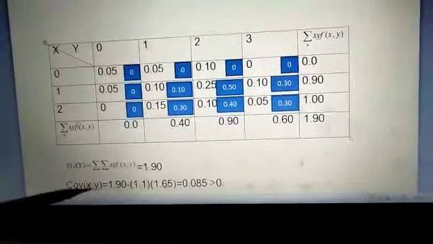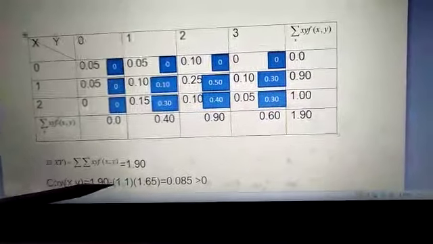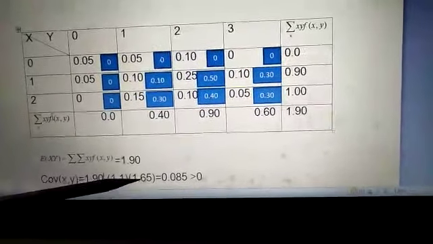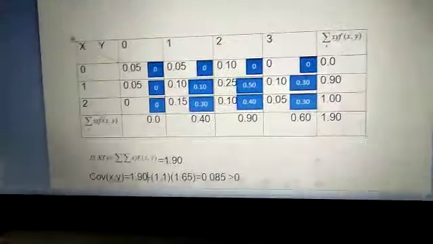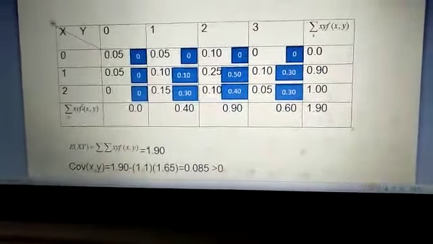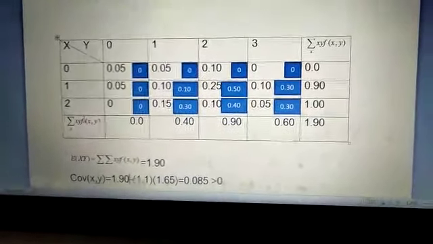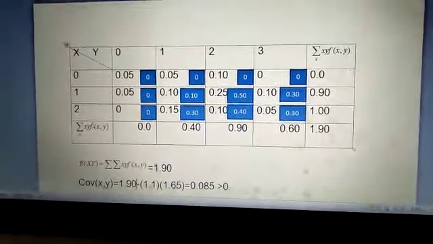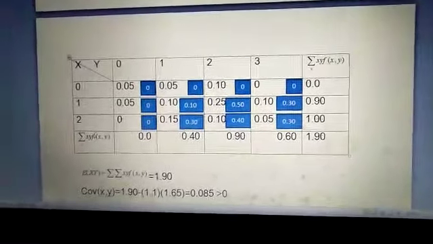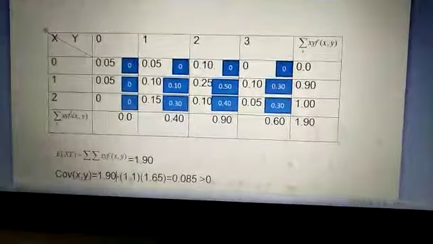Now put this value in the formula of covariance: expectation of x multiplied by y minus mu x into mu y. The answer is 0.085, which is a positive number, and it indicates that x and y are directly related. So if x would increase, y would also increase. If x or y, one of them would decrease, the other would also decrease.